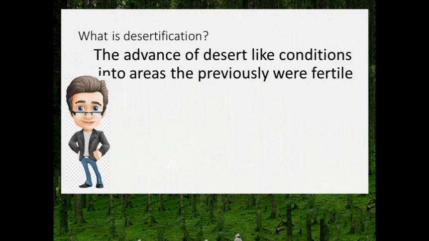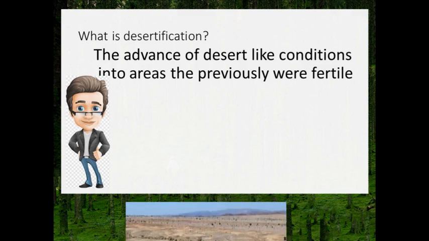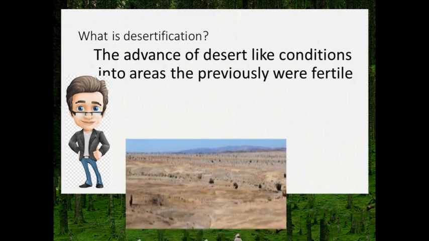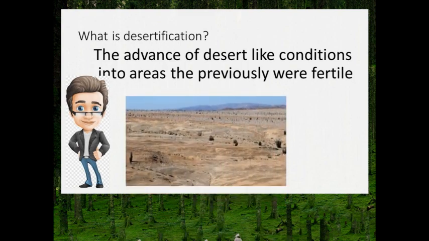What is desertification? If the soil in a once fertile area becomes depleted of moisture and nutrients, the area can become a desert. The advance of desert-like conditions in an area that was previously fertile land is called desertification. And here's the picture of the desertification process.